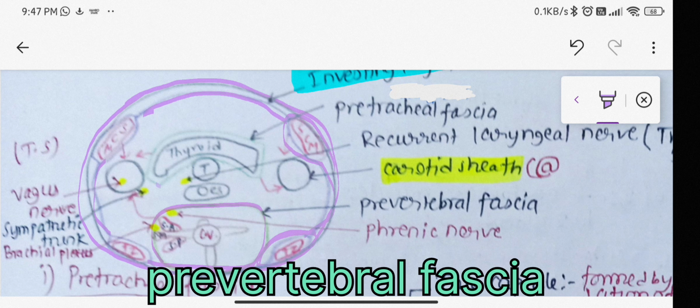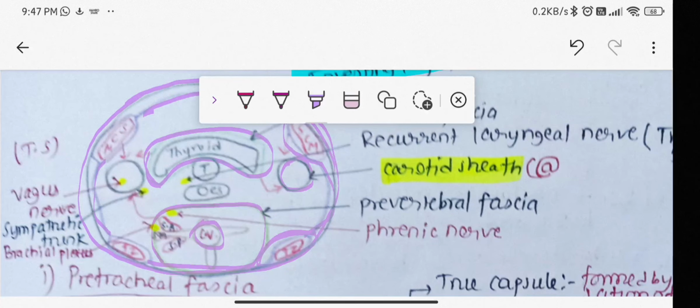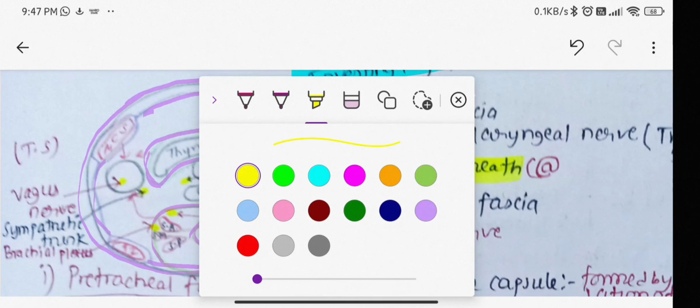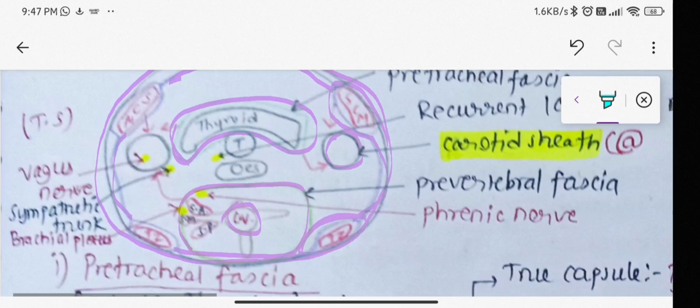Then the fascia that is surrounding the thyroid gland is the pretracheal fascia. Now this is the carotid sheath shown here, and this is the cervical vertebra. We need to understand some important points here, and the important point is the content of the carotid sheath. The carotid sheath contains three things: one, internal jugular vein; another, the vagus nerve; another, common carotid artery.